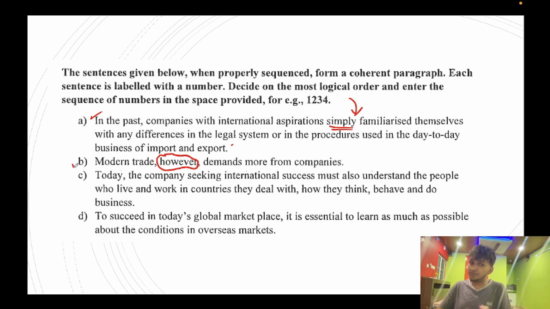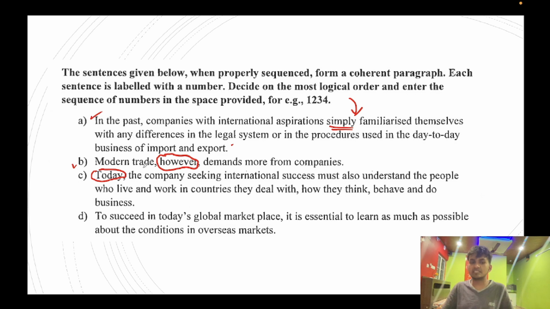Now, B is very clear because a phrase like "however" is being used, right? As I talked about earlier. Then in C, "today" is talking about something that is happening today. And as I told you, the chronological order will help you a lot. But here again, apart from the fact that this starts with "today, the company seeking international success," right? The company seeking international success.